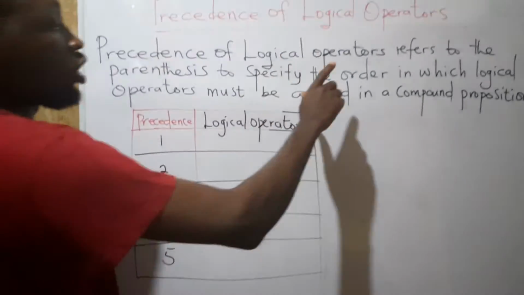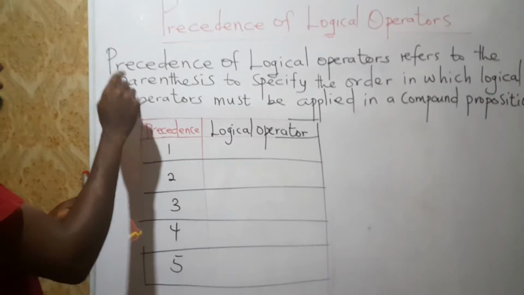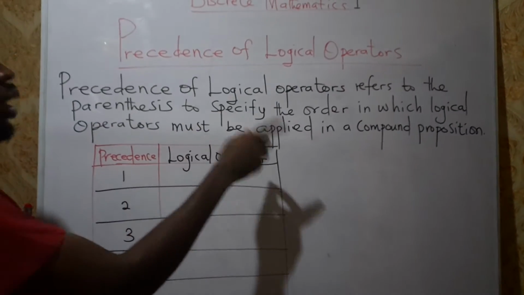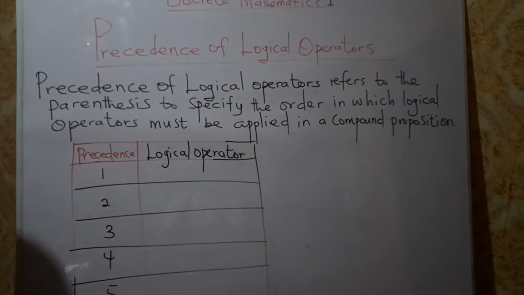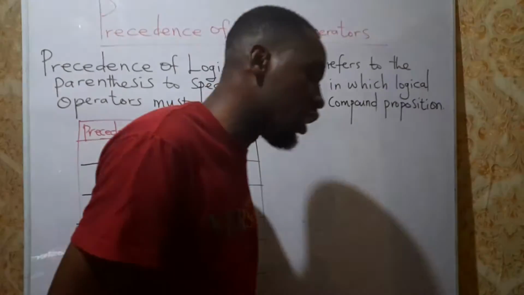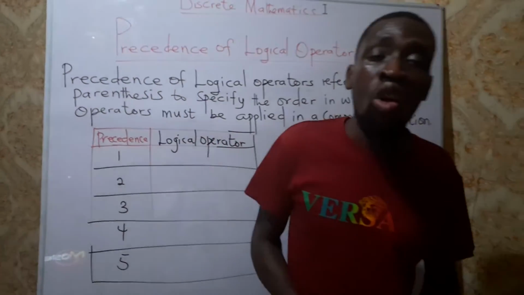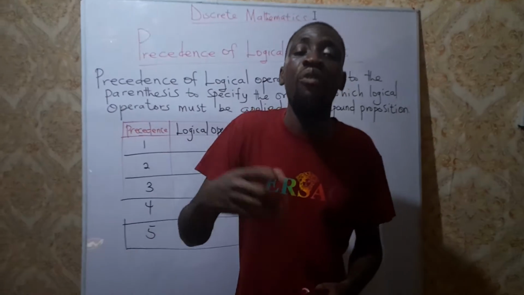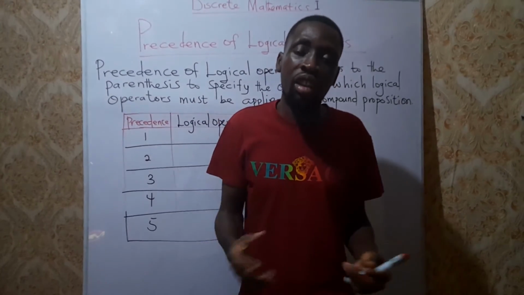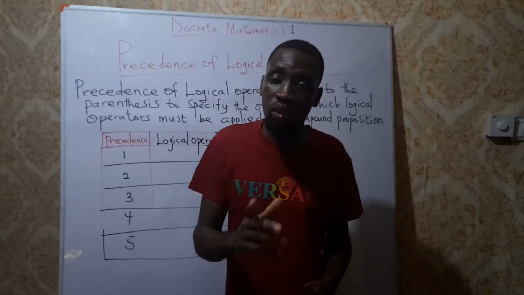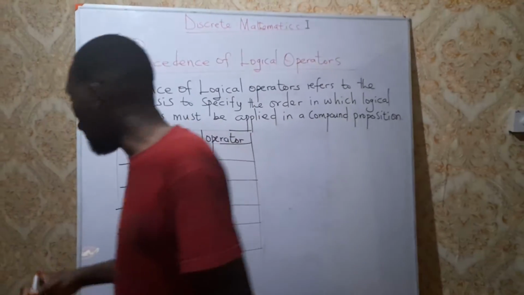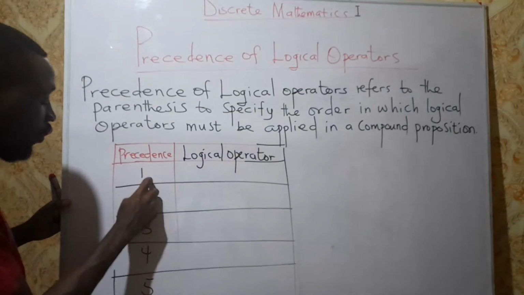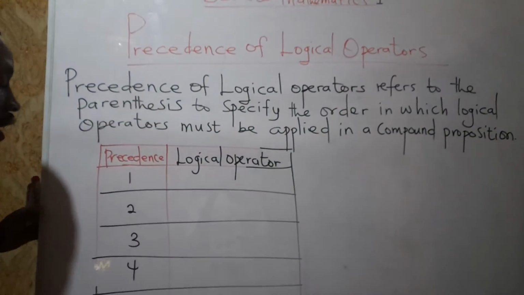The precedence of logical operators refers to the rules that specify the order in which logical operators must be applied in a compound proposition. To explain this to a layman, it simply means that when you are dealing with a compound proposition, which logical operator must come first? So that's precedence of logical operators. It's very, very important. When you are dealing with a compound statement, the one that must come first, second, third, fourth, fifth, that's in the order.